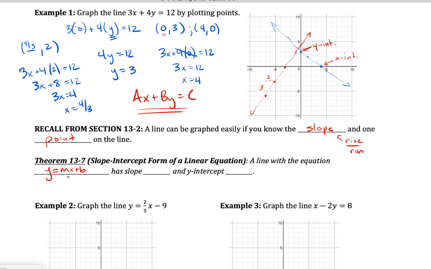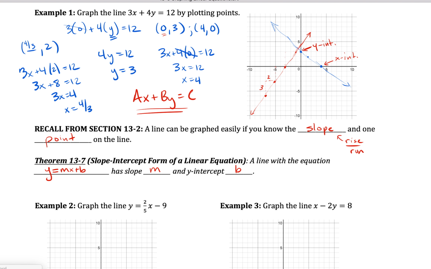So that's where the x and the y are here. The m and the b are the important numbers in this equation. M represents the slope of the line, and b represents the y-intercept, or the place on the y-axis where that line is going to cross.